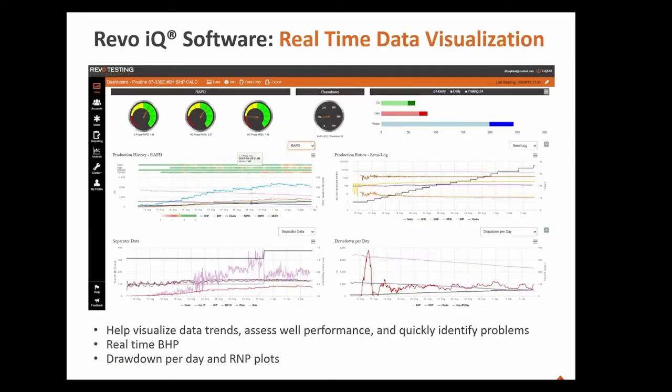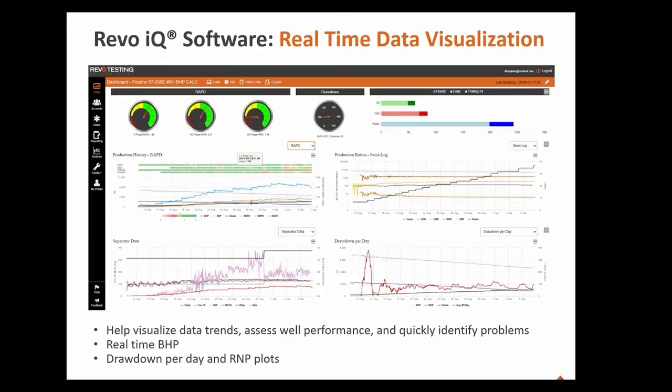Here is what the Revo IQ main dashboard looks like. You've got a couple of key performance indicator gauges up here: your drawdown, and a couple of other key performance indicators on rates. We've got the primary plots that we like to look at, our production history with the rapid color histograms at the top that we're going to talk more about in a second. We've got our production ratio plot, separator data, and our drawdown.